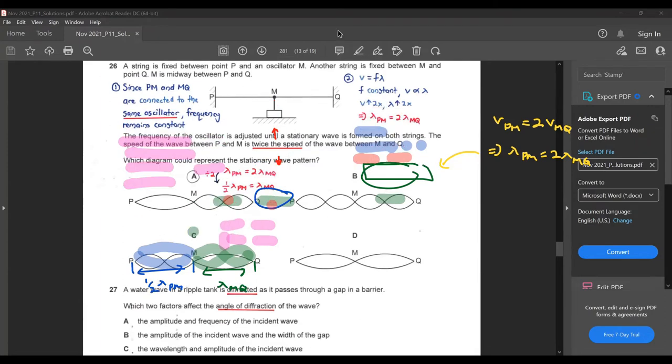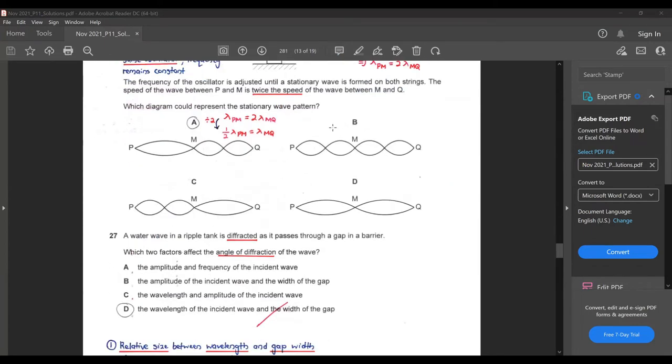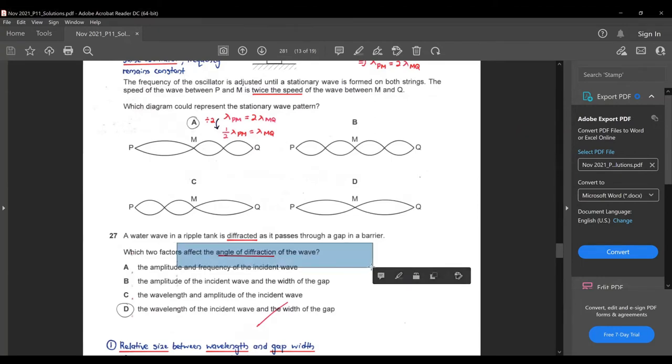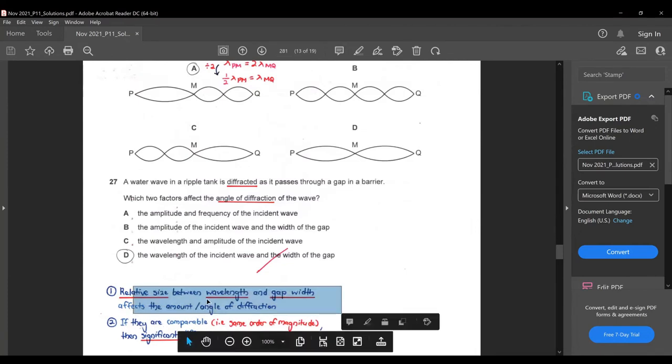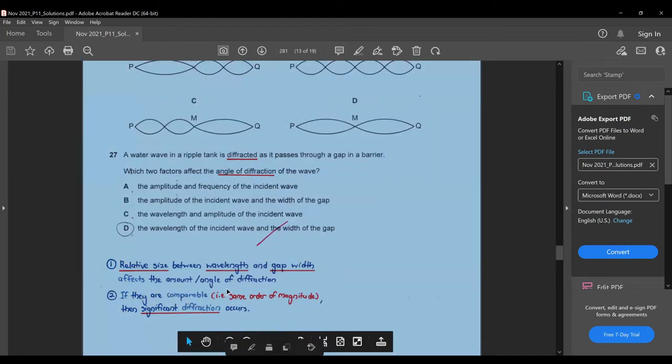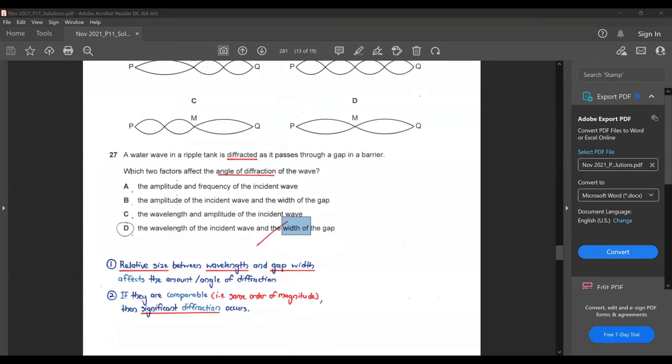Okay, 27. A water wave in a ripple tank is diffracted as it passes through a gap in the barrier. What two factors affect the angle of diffraction of the wave? The wavelength of the wave and the width of the gap. The relative size between wavelength and gap width affects the amount of diffraction. What we know is that if they are comparable, meaning they are the same order of magnitude, usually significant diffraction would occur. So the only things that affect the angle of diffraction are wavelength and the width of the gap. There's actually one equation last time I mentioned to you that you can use to evaluate how much diffraction you have. Let me just open it up a little.